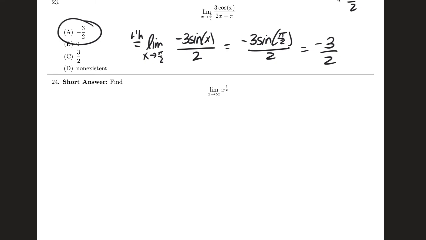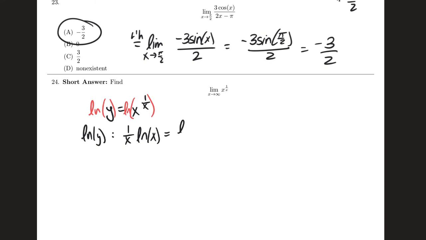And last one, if I try to plug infinity here, I'm going to get infinity to the 0. This is one of the exponential ones. So what I'm going to do is let y equals x to the 1 over x. And now I take the natural log of both sides, because the natural log allows me to bring this exponent out, which gives the natural log of x over x. If I plug in infinity into that, I get infinity over infinity, so I can use L'Hopital's rule.